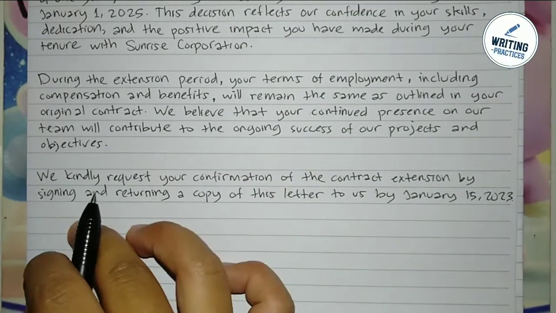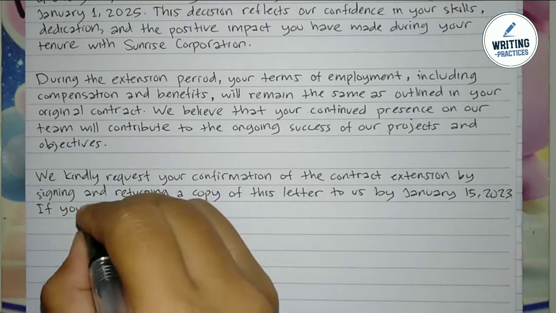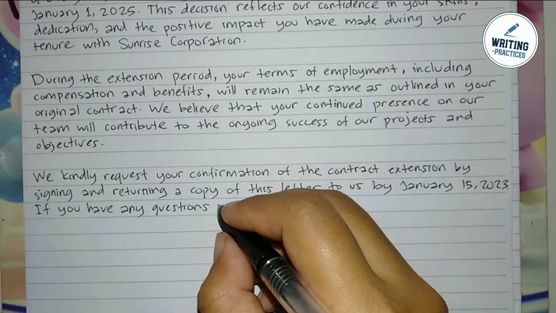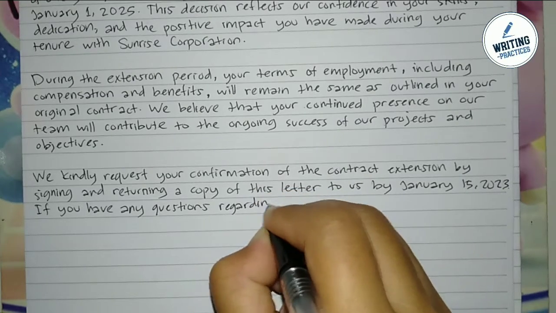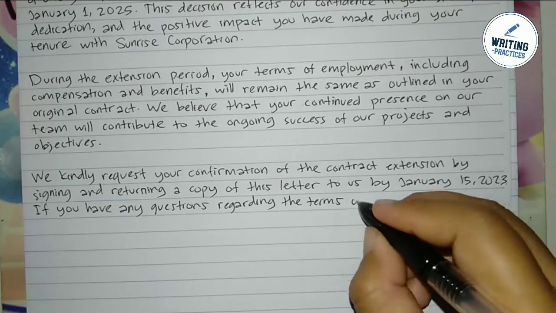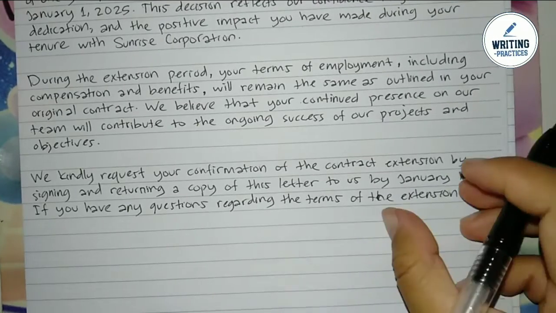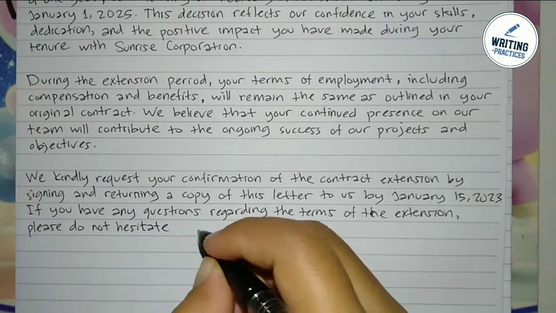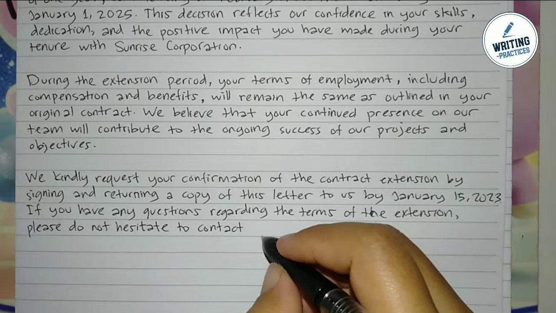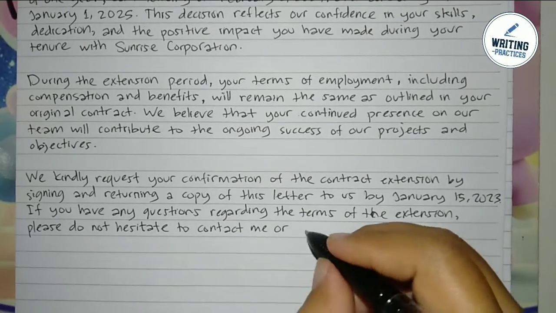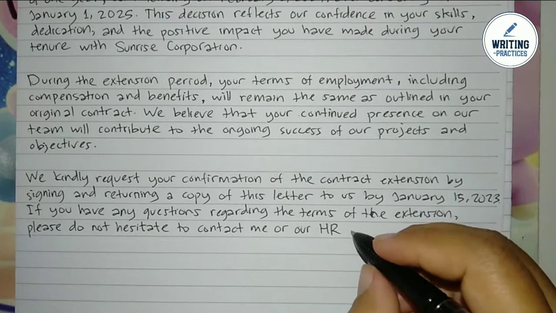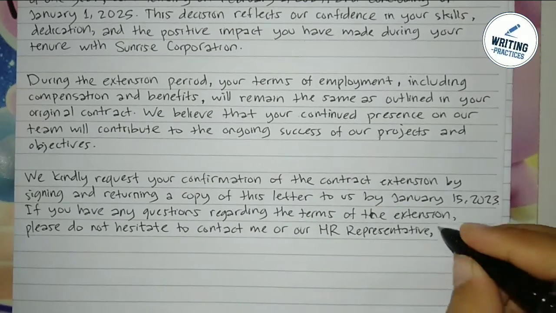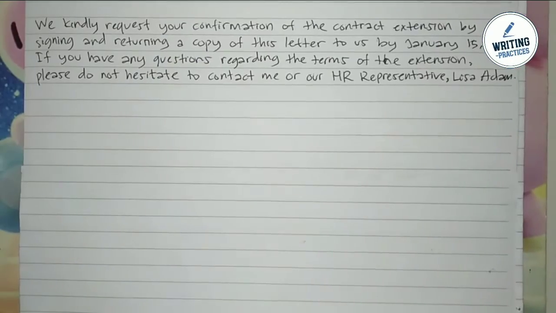Mentioning the date here is a must, so the recipient can take their time and consider before the date. Not only that, you can also encourage them to reach out if they have any questions or need clarification. Yes, include your contact details and, if applicable, the contact details of an HR representative. Here is the example. "If you have any questions or require further clarification regarding the terms of the extension, please do not hesitate to contact me or our HR representative, Lisa Adams." Sure, you can provide contact information for any inquiries or clarification, like phone number and email address.